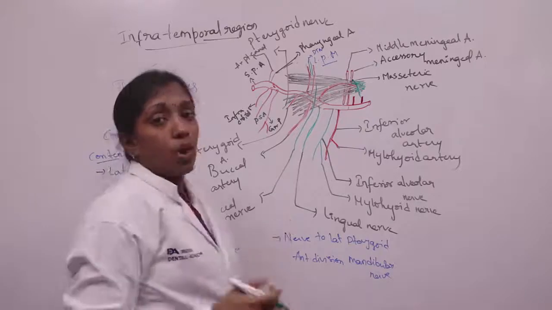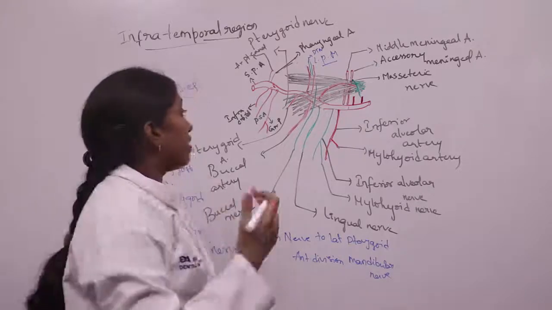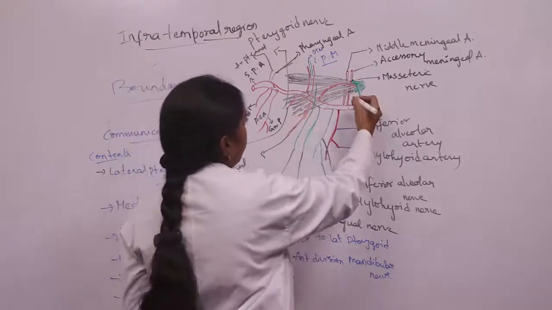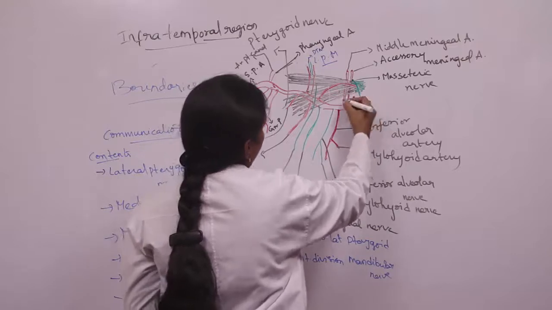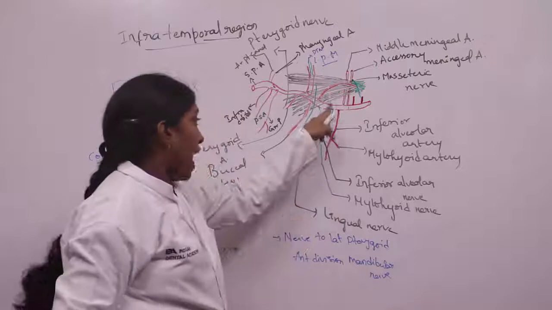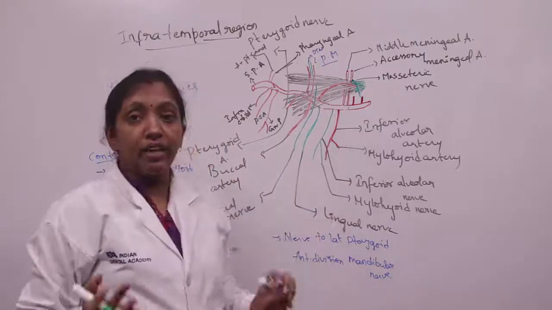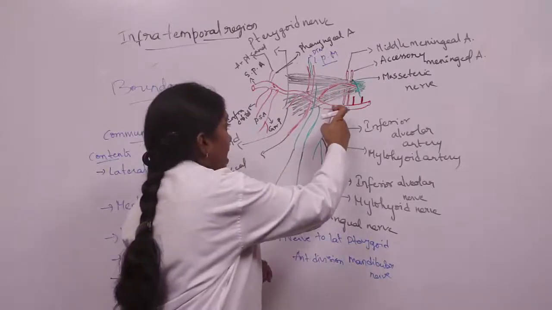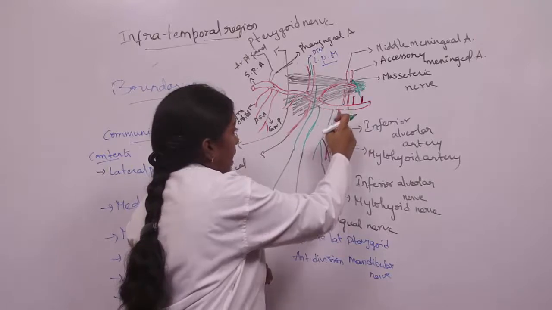Coming to the structures which emerge from the lower border of the lateral pterygoid muscle, we have the inferior alveolar nerves and arteries. I have already told you that I have represented the nerves with the green color instead of yellow color.